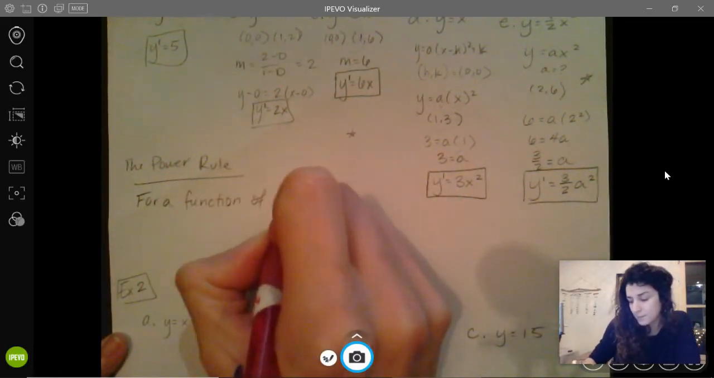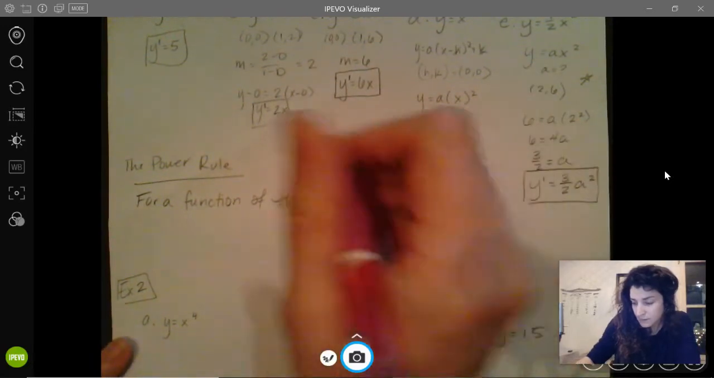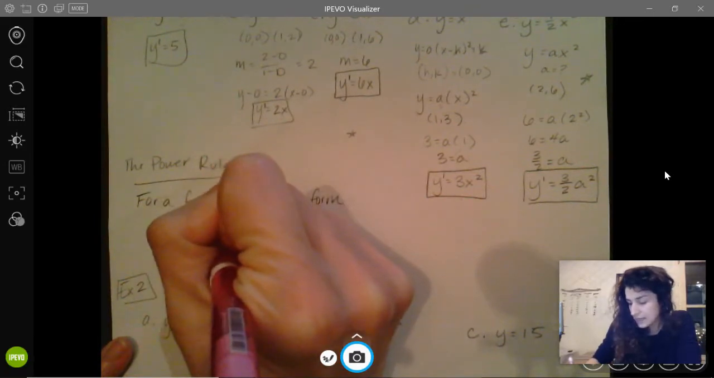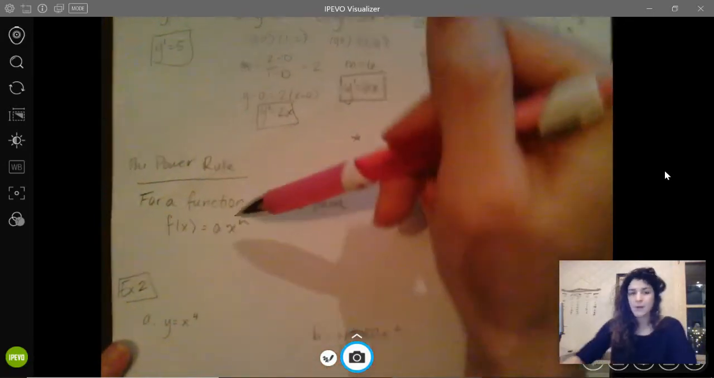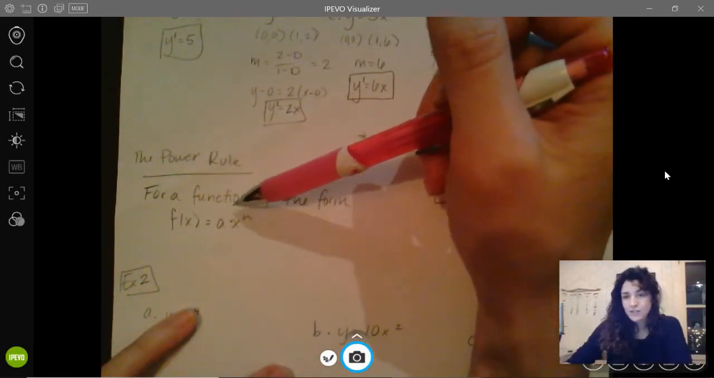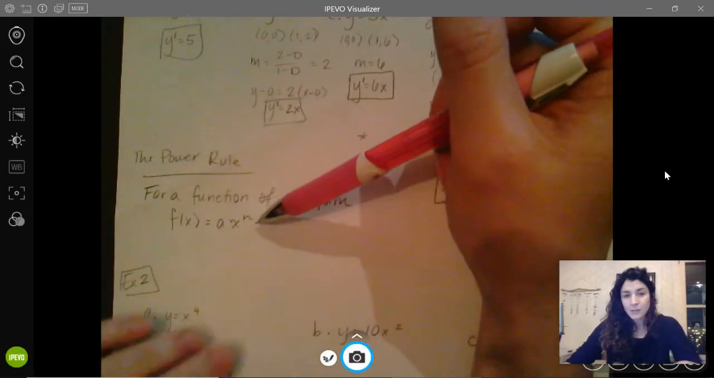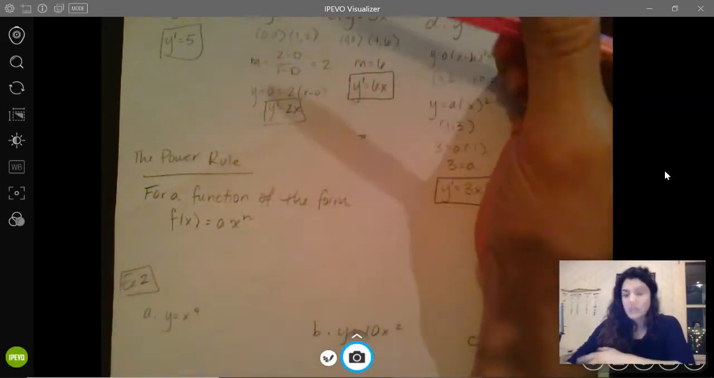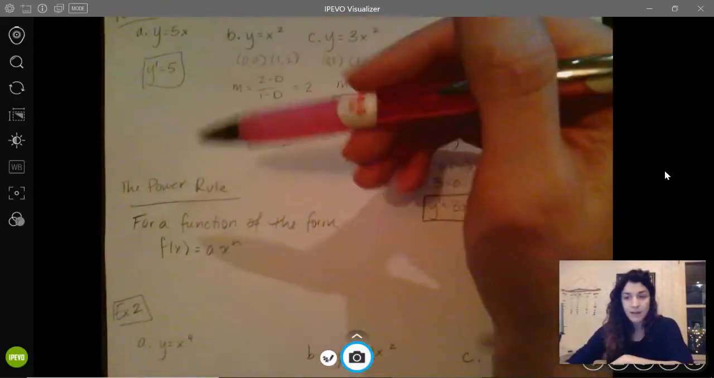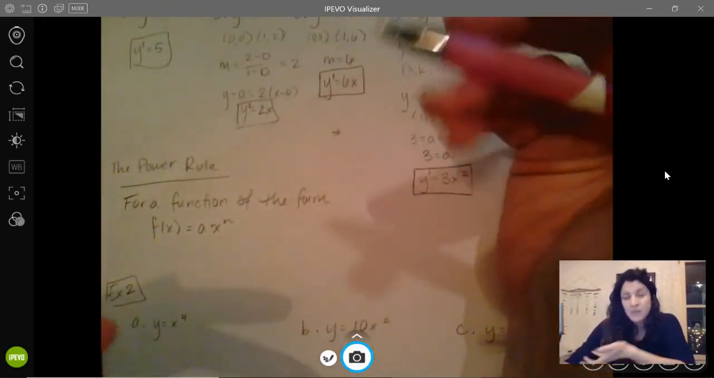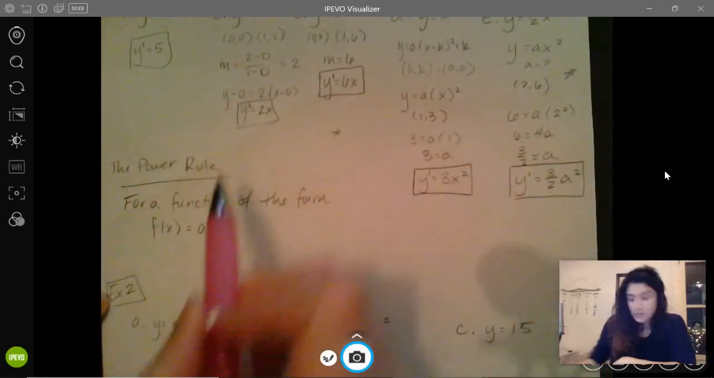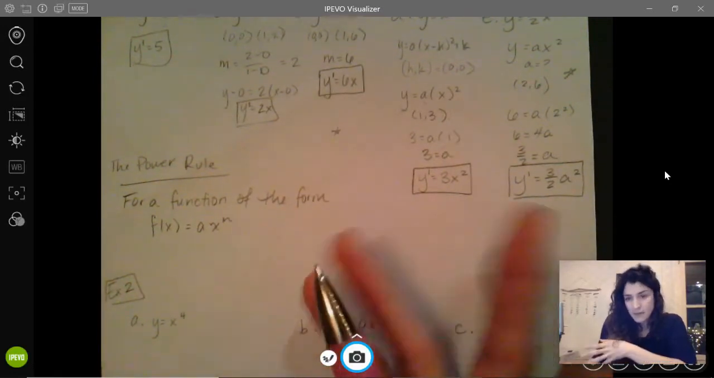of the form f of x equals a x to the n power. So a is your coefficient, and n is your exponent, and it could be anything, right? It could be to the third power, to the second power, to the first power, to the zero power, to the negative power. It can be a lot of different things, and a is just your coefficient. So then we're just saying, hey, this is a polynomial of any type.